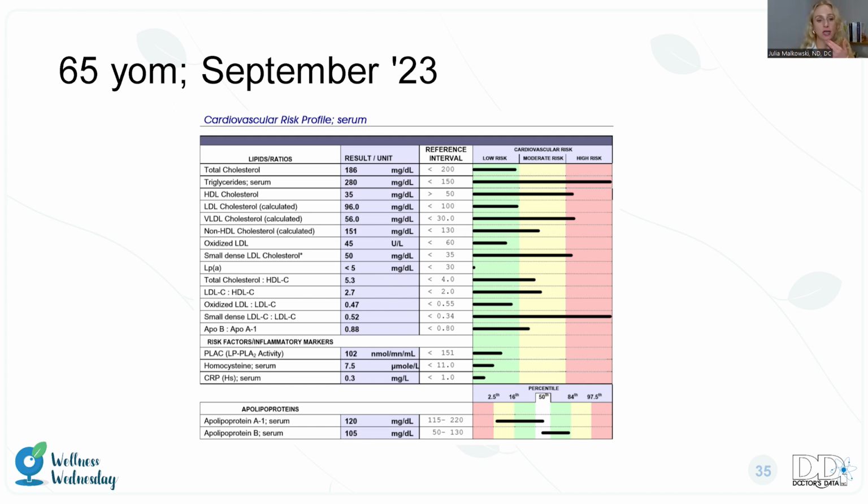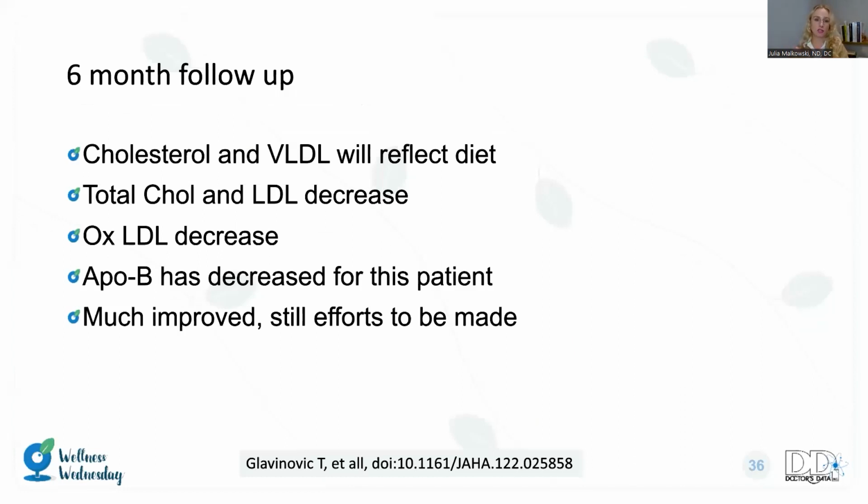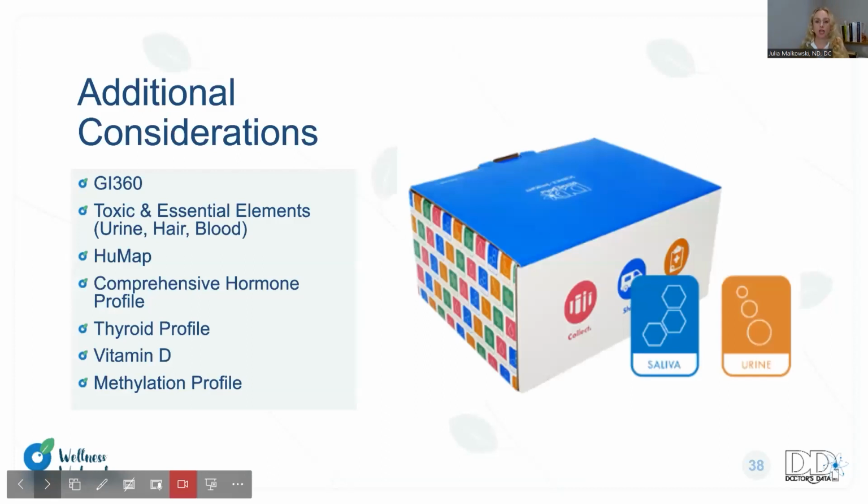So I would test this again in maybe 3 months just to see, because the cholesterol and the very low density lipoprotein may reflect recent dietary intake. The total cholesterol and the LDL are decreasing. The oxidized LDL decreased, and the apolipoprotein has decreased. So with oxidized LDL and apolipoprotein decreasing, the patient's heading in the right direction. So much improved. There are still some efforts to be made, but this is actually really good, moving in the right direction. Okay, so we talked about the comprehensive cardiometabolic profile.